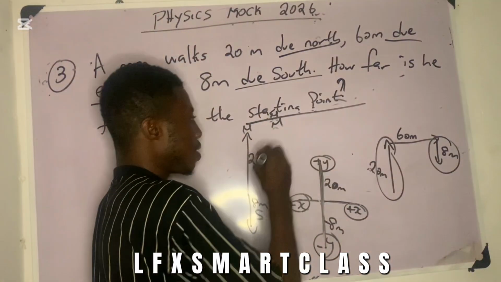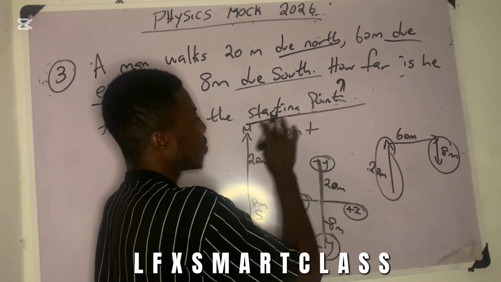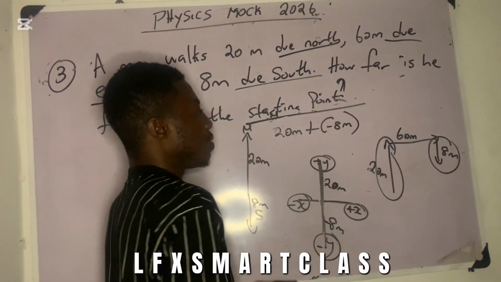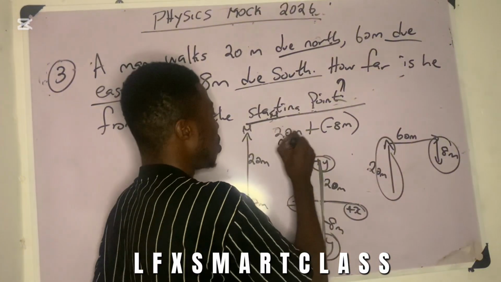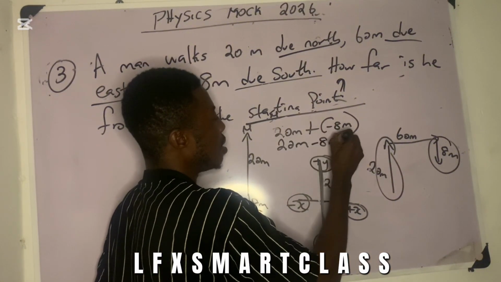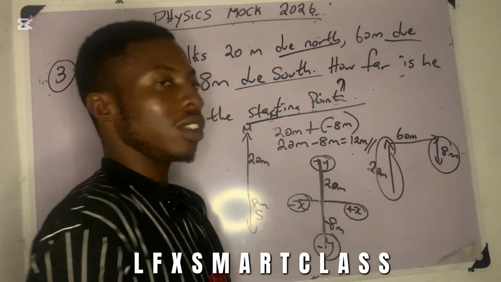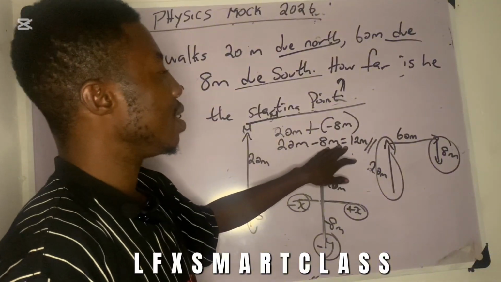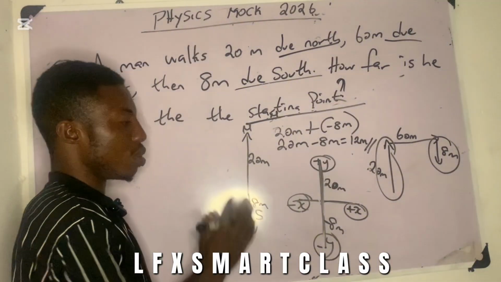So what is going to happen is that we have 20 meters plus bracket minus 8 meters. Remember why it is minus 8, because it's found in the negative y. So it will now be 20 meters plus times minus, that's minus 8 meters, which is equal to 12 meters. Did you see it now? So 20 meters minus 8 meters is equal to what? 12 meters. If I have something like this, this is what it's going to now be.